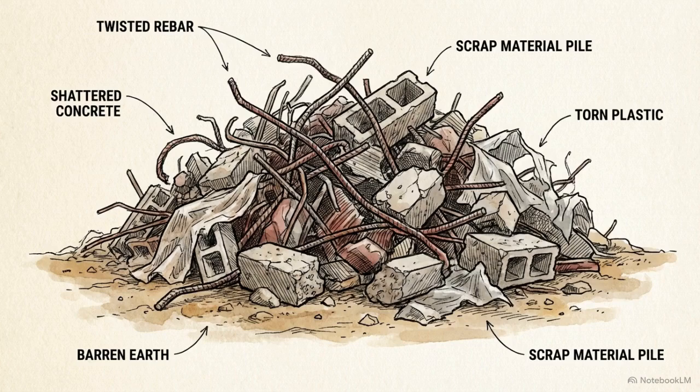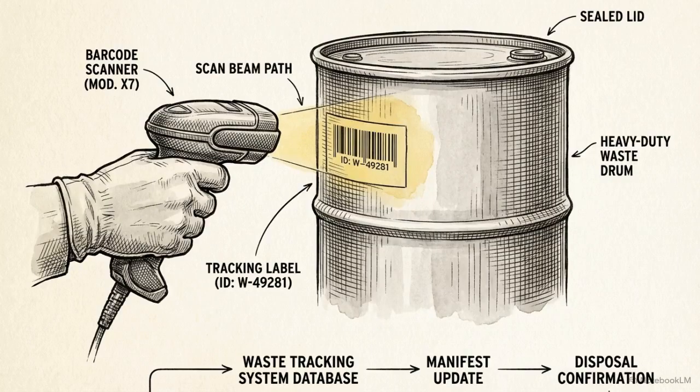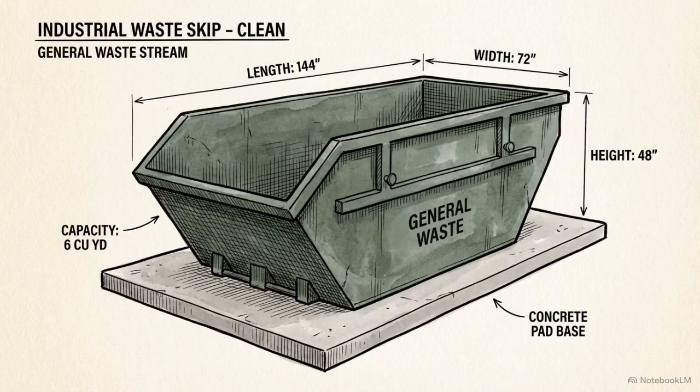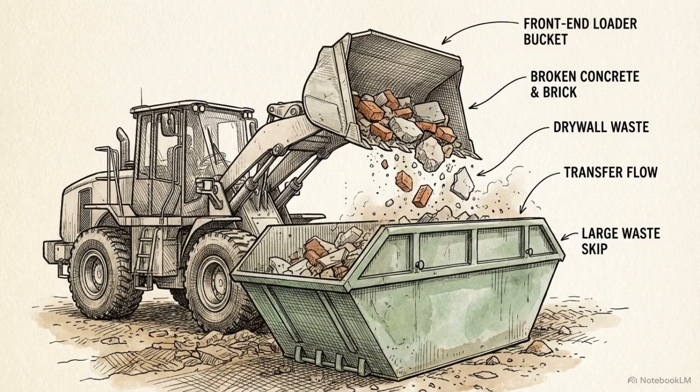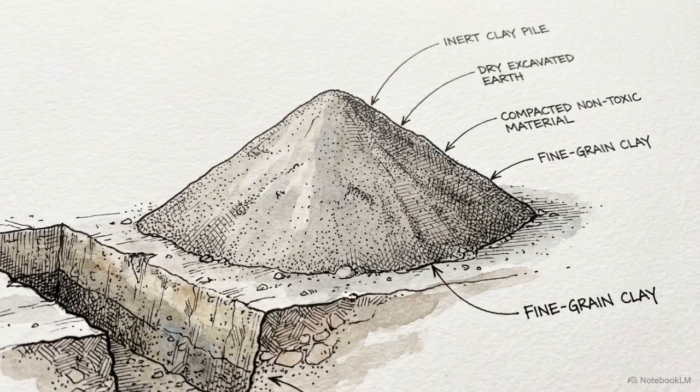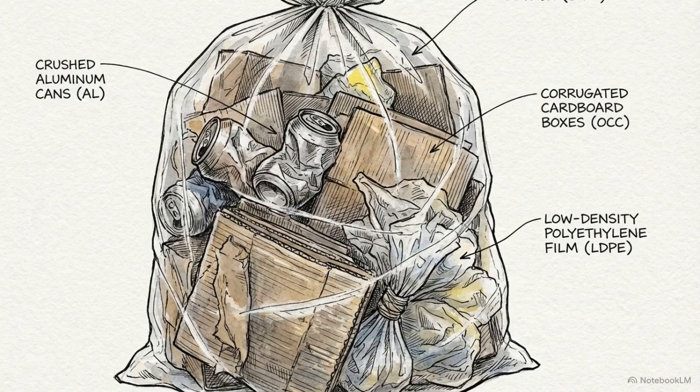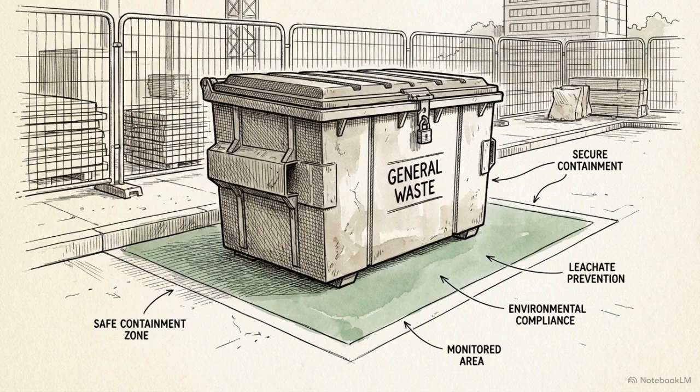Waste is any unwanted byproduct of a process. It holds zero value for the natural environment. We track these materials from the moment they are generated to their final disposal, using a system called waste streams. The first stream is general waste. This includes materials like building rubble, piles of inert clay, and domestic site litter. These do not pose an immediate toxic threat to health or the environment.